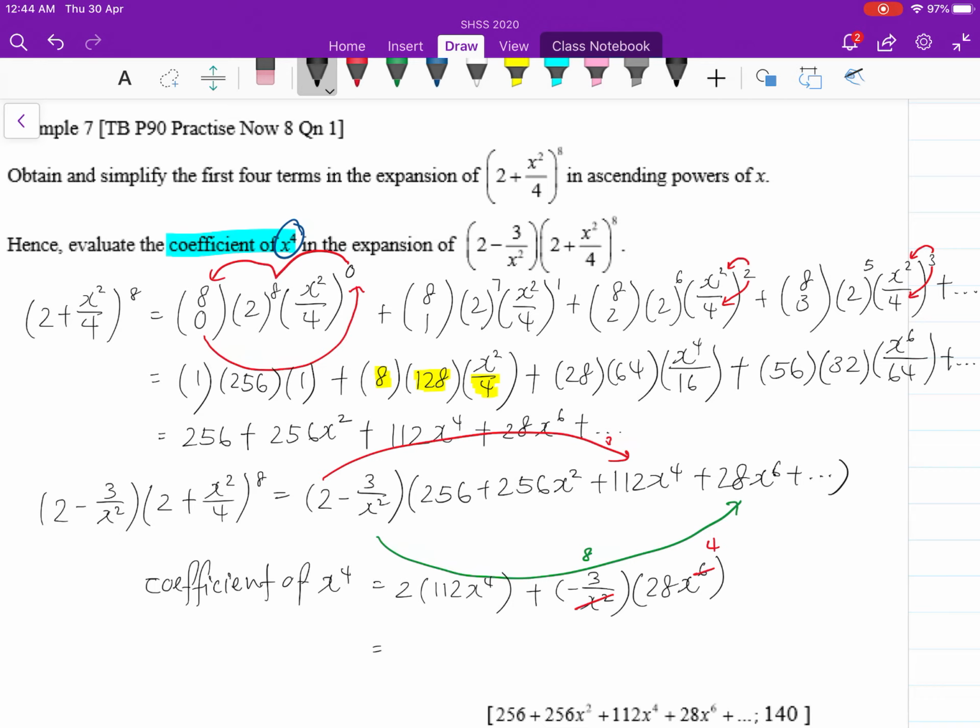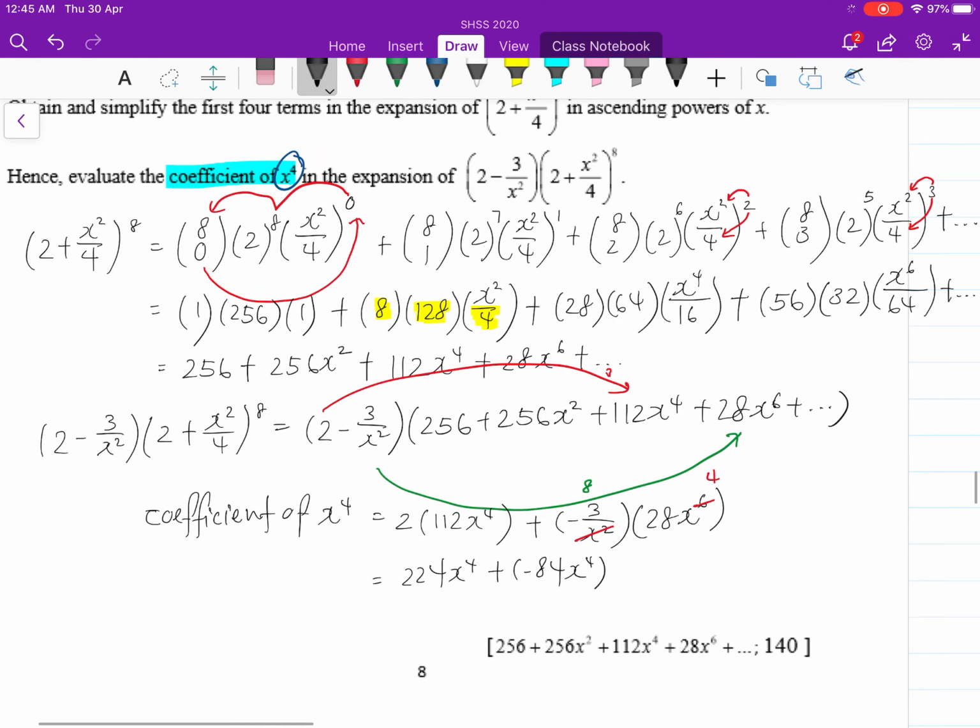So 2 times 112 will give you 224x to the power of 4, plus negative 3 times 28, which gives you negative 84x to the power of 4. Now if you press your calculator, 224 minus 84, you will get 140. So 140x to the power of 4. Since they want the coefficient, and the coefficient is the number in front of x⁴, therefore the coefficient is 140. Answer is just 140.